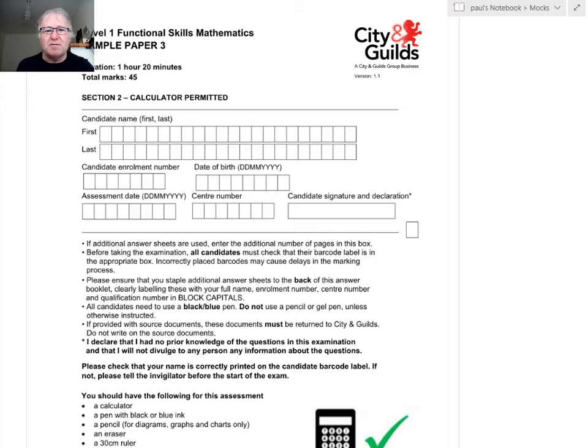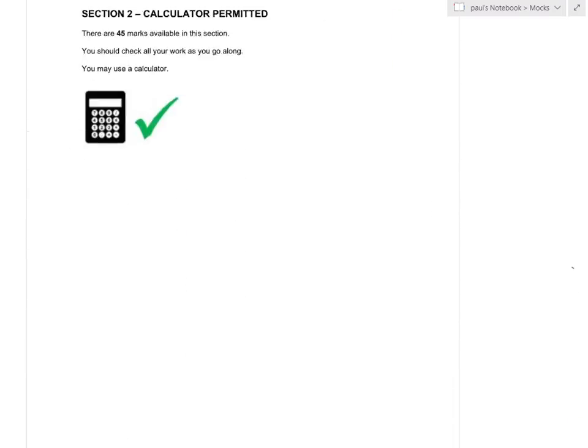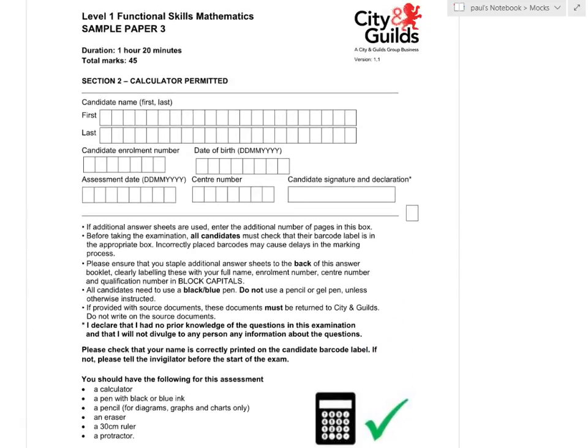Okay, this is City and Guilds Functional Skills Level 1 Sample Paper 3 Calculator. Right, let's go. Let's see what we can do. Calculator. Can't do anything if we can't move it up and down. There we go. So we get 1 hour and 20 minutes.